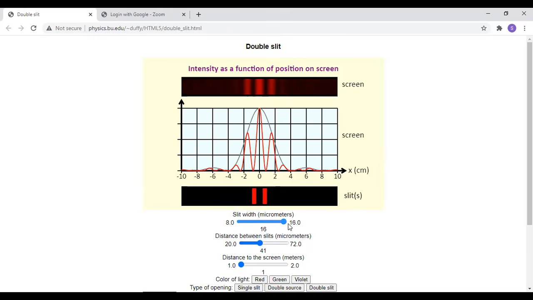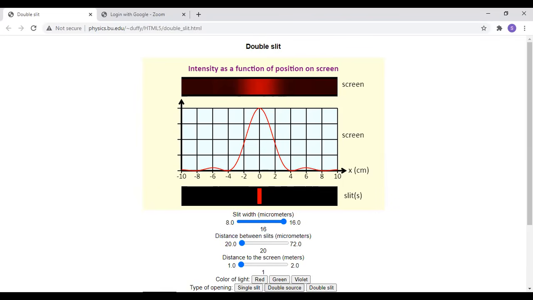Similarly, there would be an effect of slit width also, how wide your slit is, and the distance to the screen. At the bottom, you can also change the color to red, green or violet. You can use the single slit also. From here you can see the single slit diffraction pattern. This would be a single slit diffraction pattern. This is your principal maxima, or central maxima, this is your next maxima.